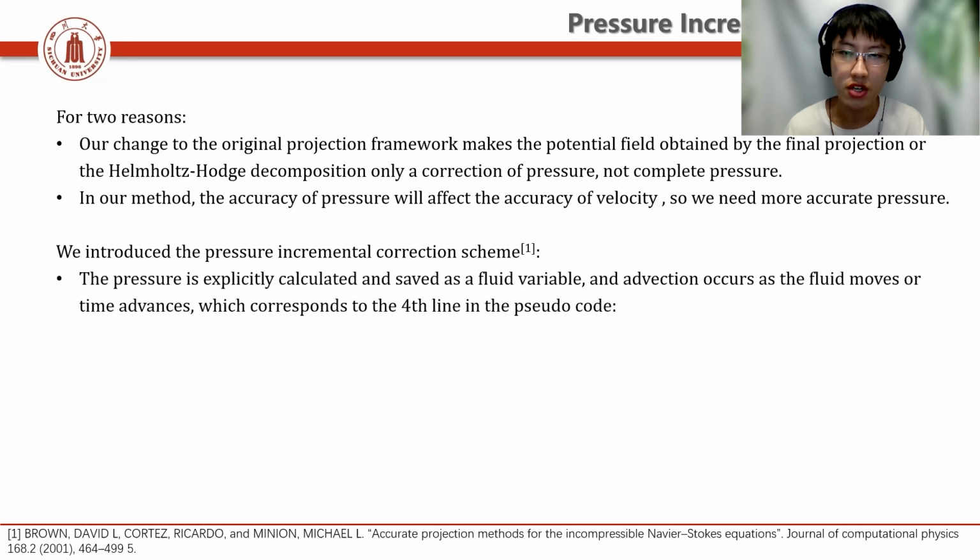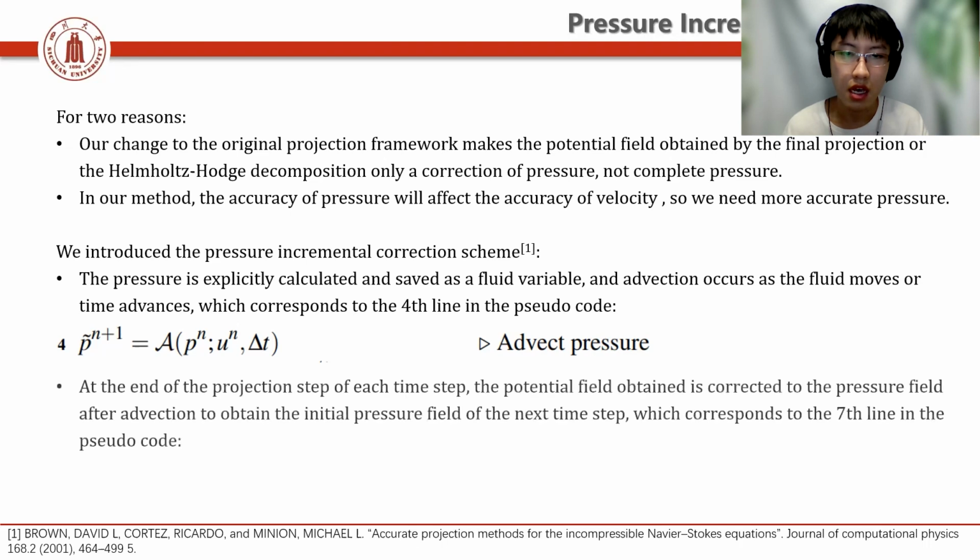That is, the pressure is explicitly calculated and saved as a fluid variable, and the advection occurs as the fluid moves or time advances, which corresponds to the fourth line in the pseudocode. And at the end of the projection step of each time step, the potential field obtained is corrected to the pressure field after advection to obtain the initial pressure field of the next time step, which corresponds to the 7th line in the pseudocode.